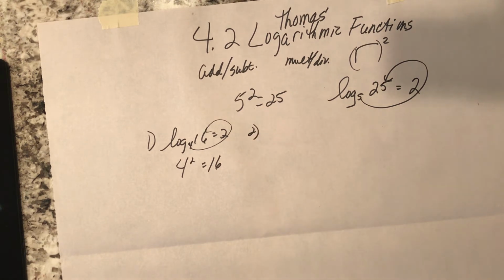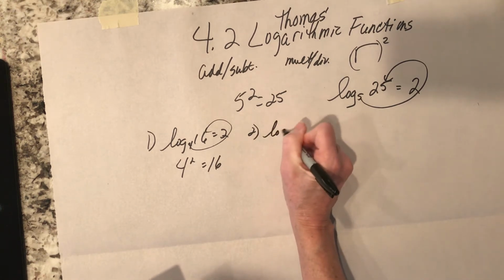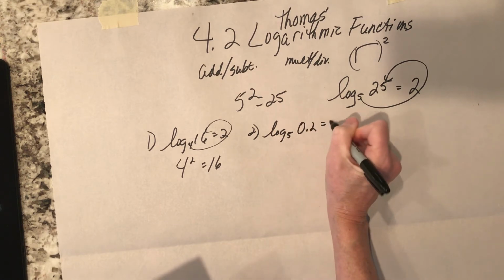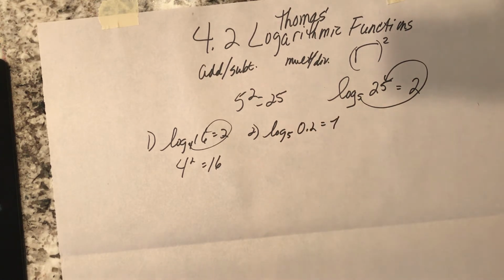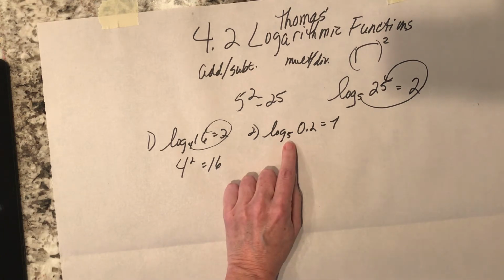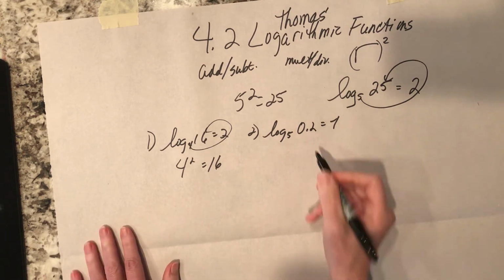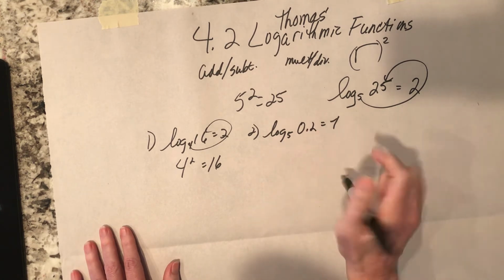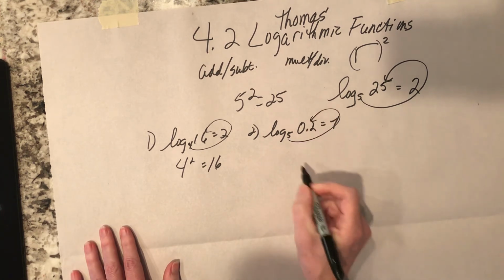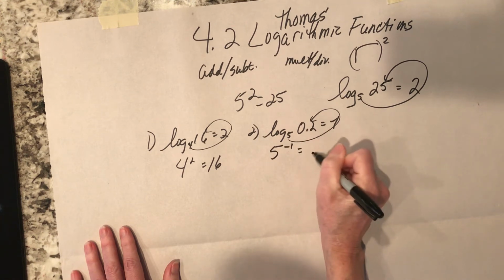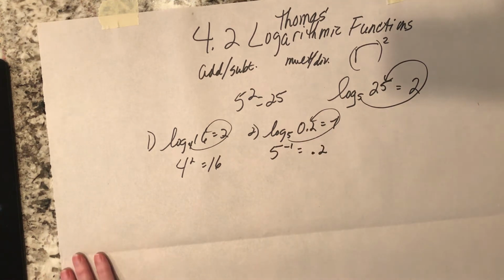Number 2, we have the log base 5 of 0.2 equals -1. Again, they're asking you, what do you have to raise 5 to? What exponent do you have to put on 5 to make it become 2/10, to make it become 0.2? When it's in the form the log equals a number, we can do our little circle thing. 5 raised to the -1 power will give us 0.2.